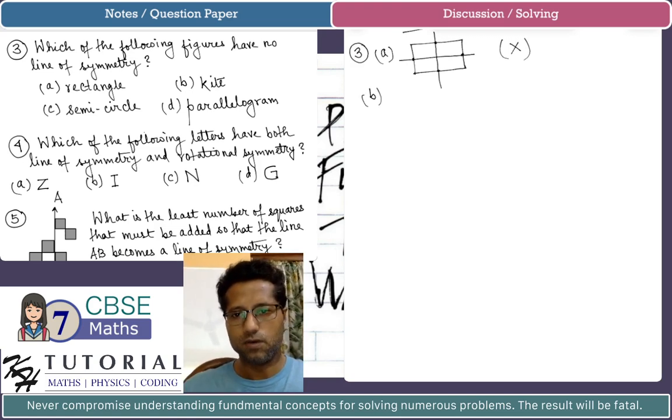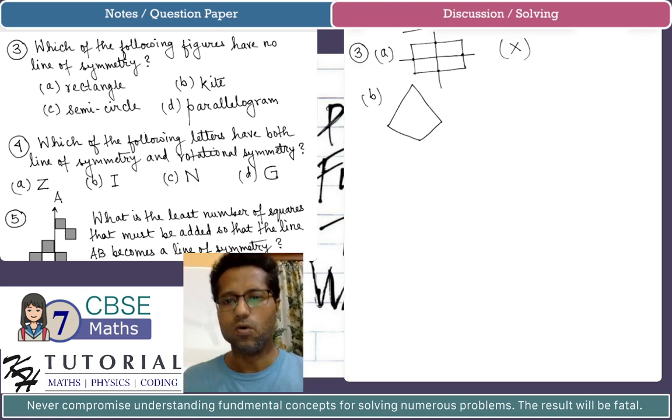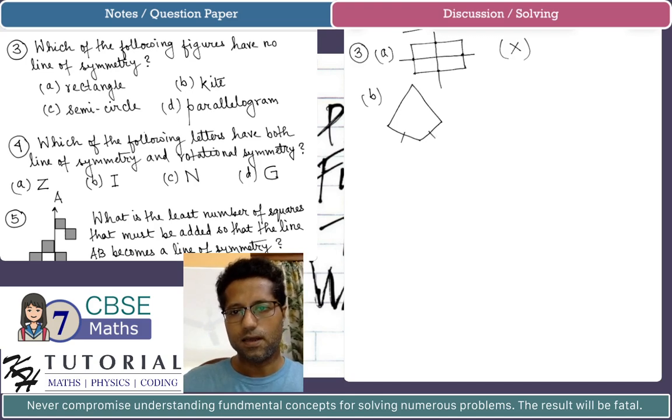What is a kite? What is the shape of a kite? A kite looks something like this. You have this kind of figure, a kind of rhombus, but in a rhombus all the four sides are equal. In a kite, only two corresponding sides are equal. So these two sides are equal, and these two sides are equal, and the diagonals are these two lines. A kite has only one line of symmetry, that is basically this line.